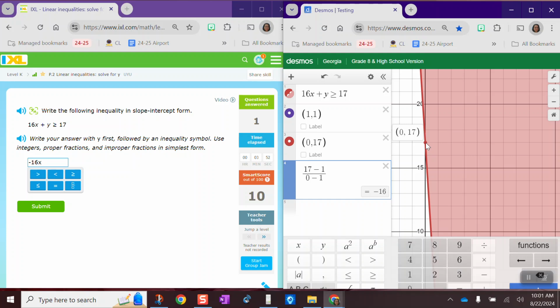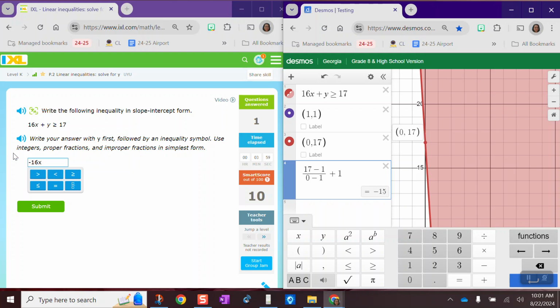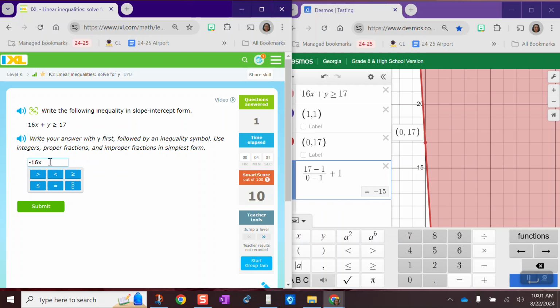All right, and what was that y-intercept? 17. I have to remember to click on this window. Plus 17. All right, I'm going to go to the front.